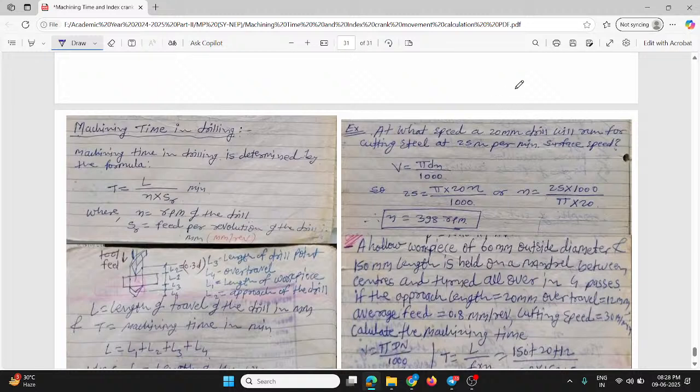so this is for the lathe machine. For the drilling machine, again you can calculate the machining time. The formula is going to remain the same. Machining time is equal to L divided by F into N. F will be in mm per revolution, and N is in RPM.